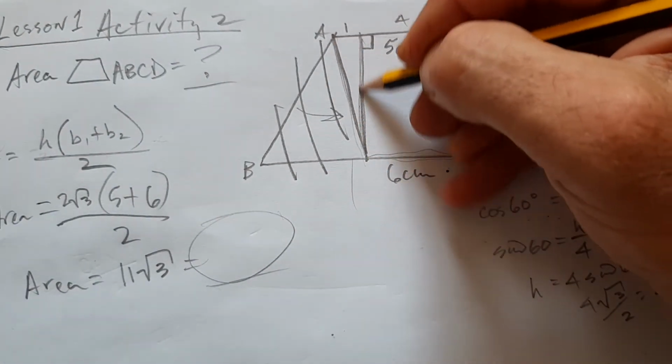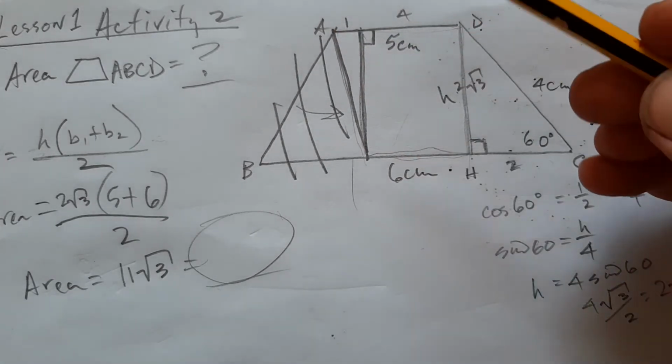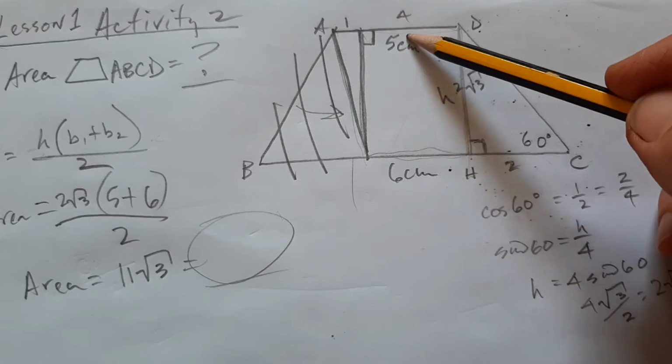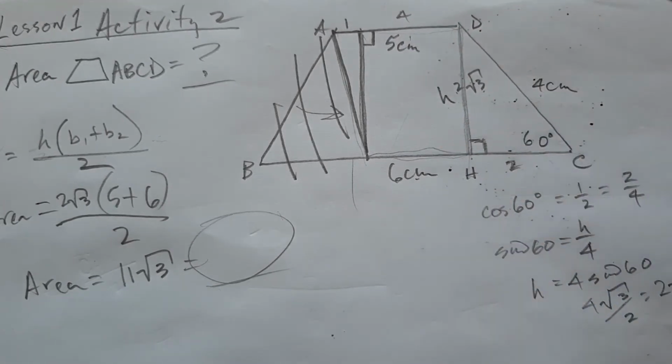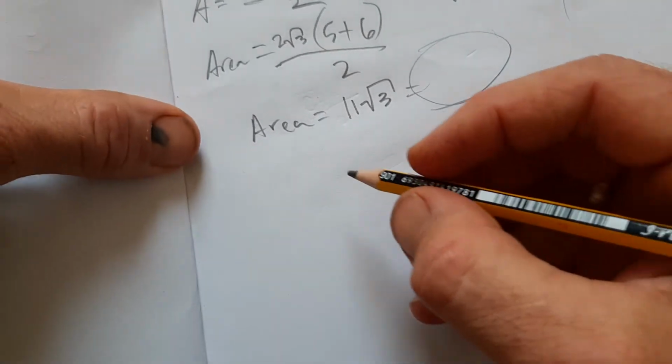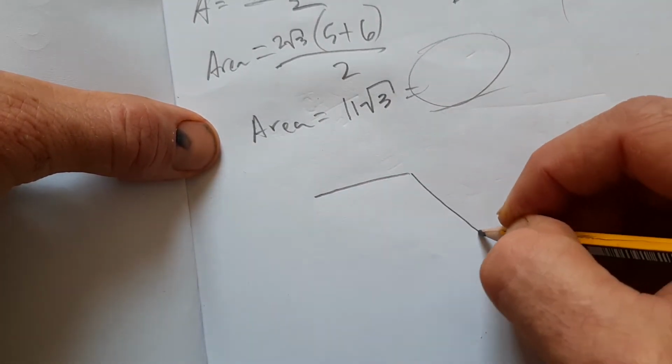But it doesn't matter. You found the area. Even if you didn't understand that, it doesn't matter. You got base 1, 5 plus 6 times 2 square root of 3 divided by 2. Okay, now where do they get that formula from? I'm not sure they show it.